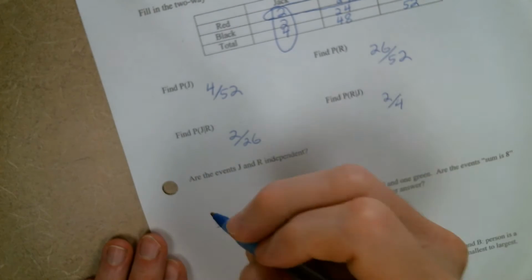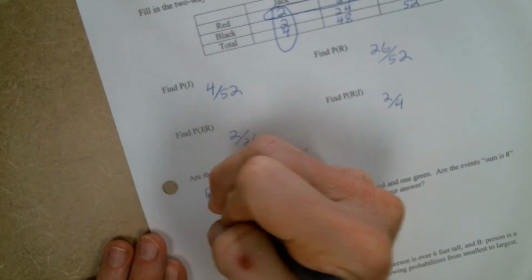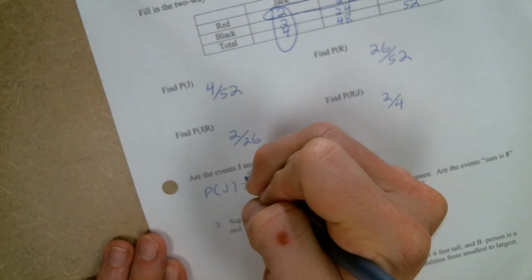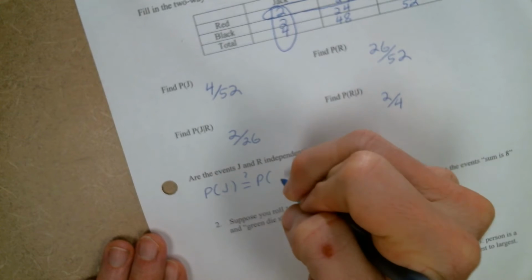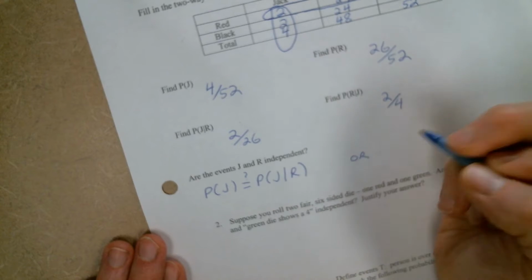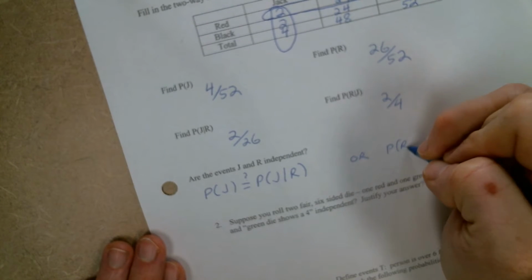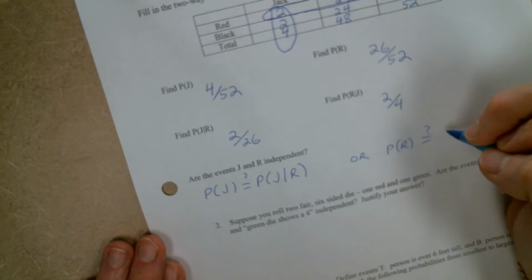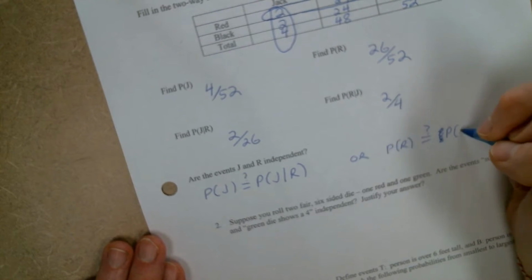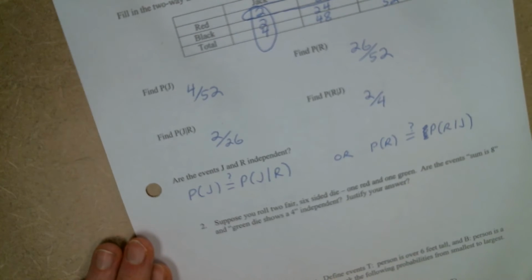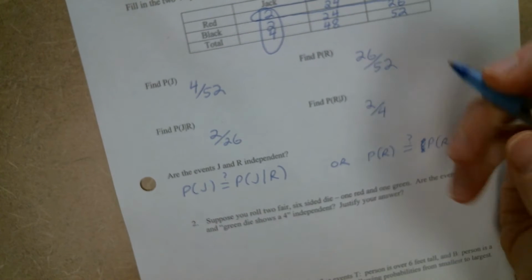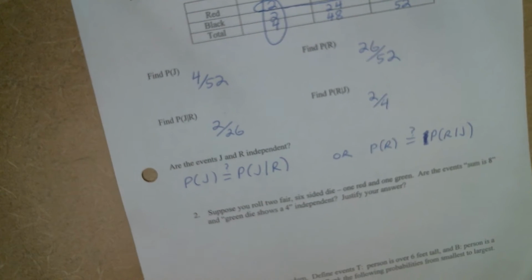Now, remember, to prove independence, we have 2 options. We either have to prove that the probability of J is equal to the probability of J given R, or we can show that the probability of R is equal to the probability of R given J. All right, so we're checking. That's why I put the little question mark over. We're checking to see whether or not those are equal.